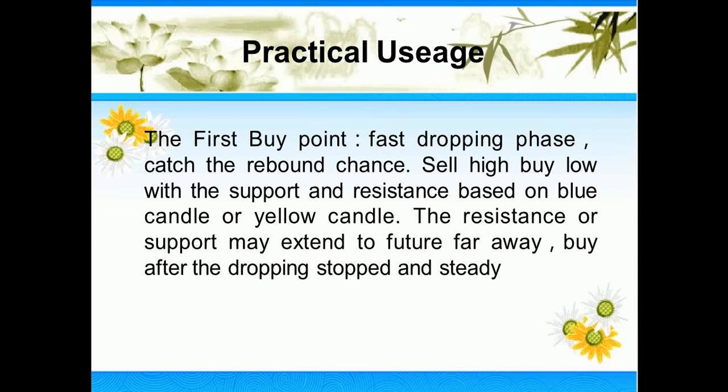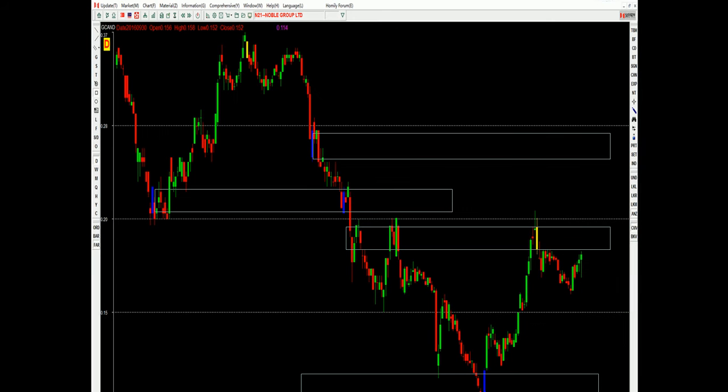So practical usage. The first buy point. First, fast dropping phase. Catching the rebound chance. Sell high, buy low, with the support and resistance based on blue candle or yellow candle. The resistance or support may extend further far away, buying after the dropping stops and steadies. So what does that mean? If you see the candlestick appears like a blue candlestick, you can draw the line, because there will be the support and resistance for the future price. Okay, so we can draw the line.